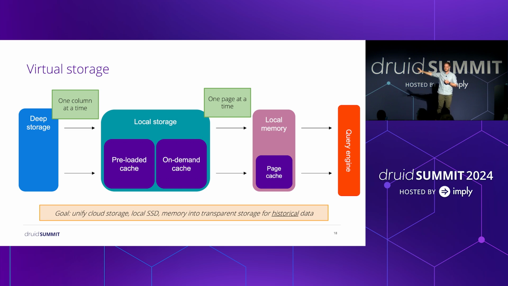This is how Druid's always worked since day one. It's always loaded one page at a time from local storage. That's not changing into page cache. And then the query engine reads from that. So really the evolution here is all happening. The action is all kind of in the deep storage to local storage area. The stuff to the right of that is we're happy with it and it's not changing.